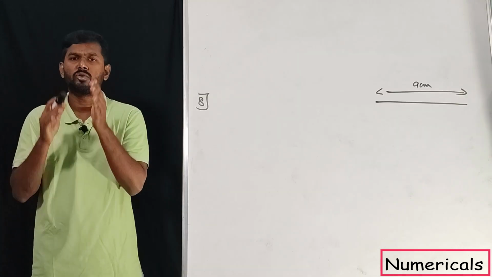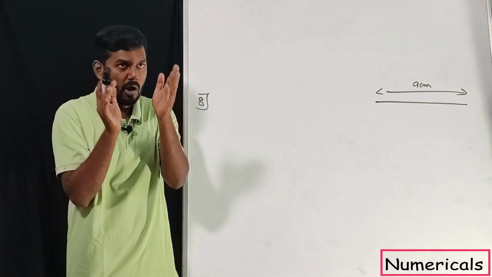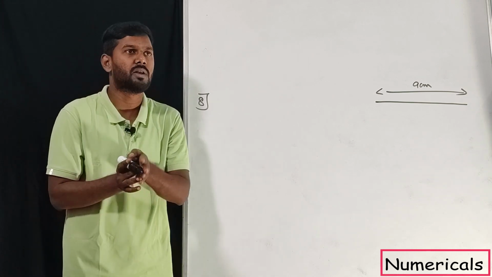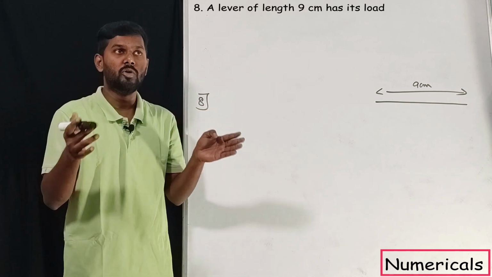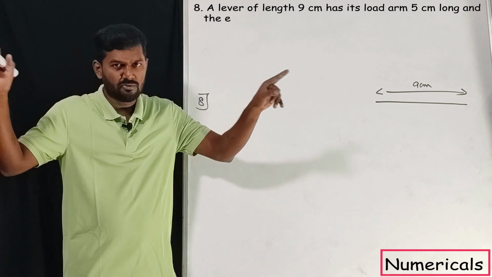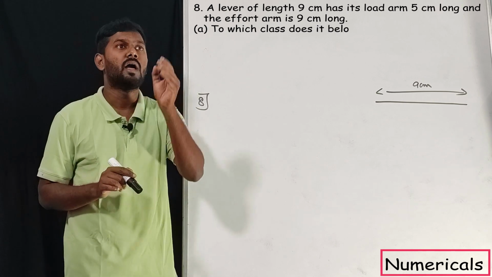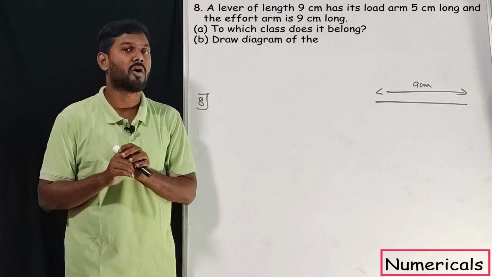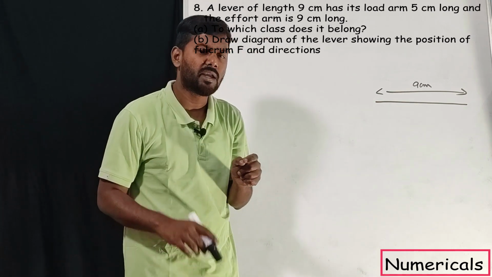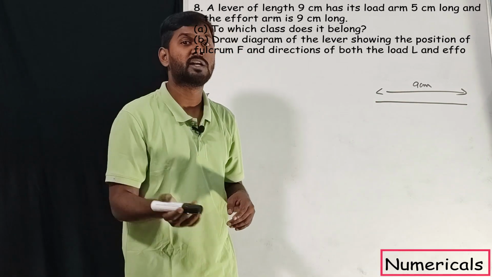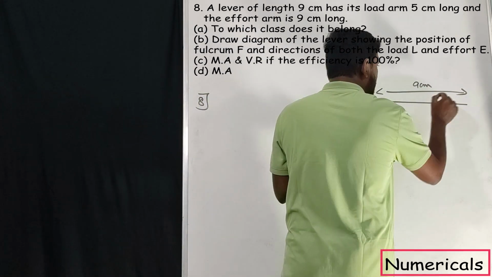Question number 8. In a few questions we have to draw the diagrams, and that too based on the given data. Few things will be confusing, but if you understand the concept, it is very simple. We'll see that. A lever of length 9 cm has its load arm 5 cm. The total length of the lever is 9 cm, the load arm is 5 cm, and the effort arm is 9 cm long. See, the total length is only 9 cm and they are telling the effort arm is also 9 cm. What do you mean by that? The total length is 9 cm. Effort arm is also 9 cm.